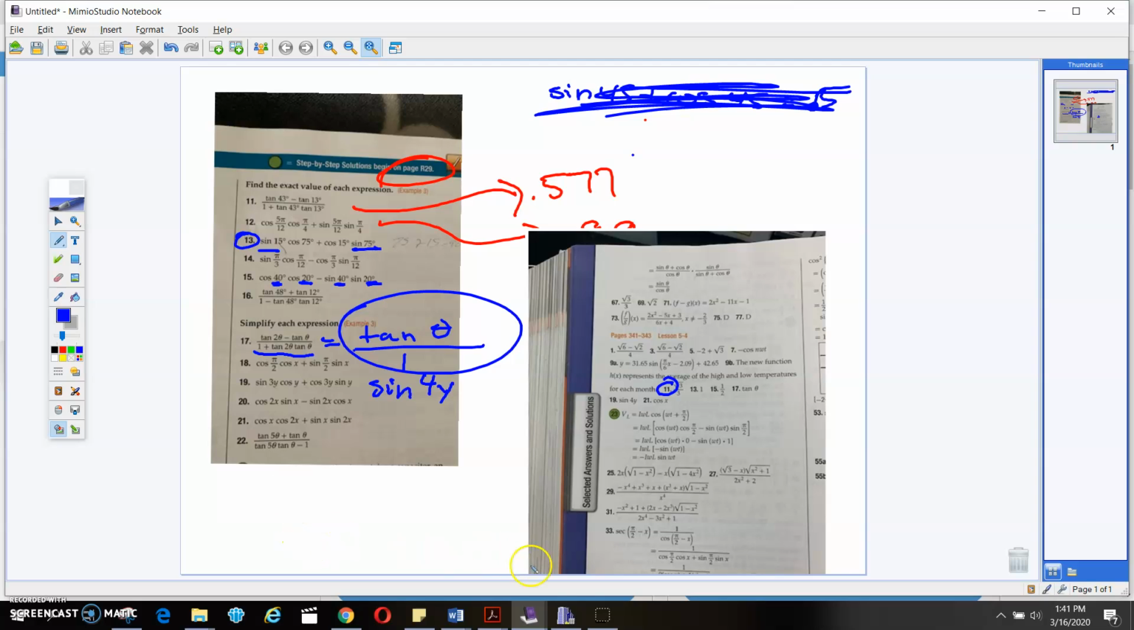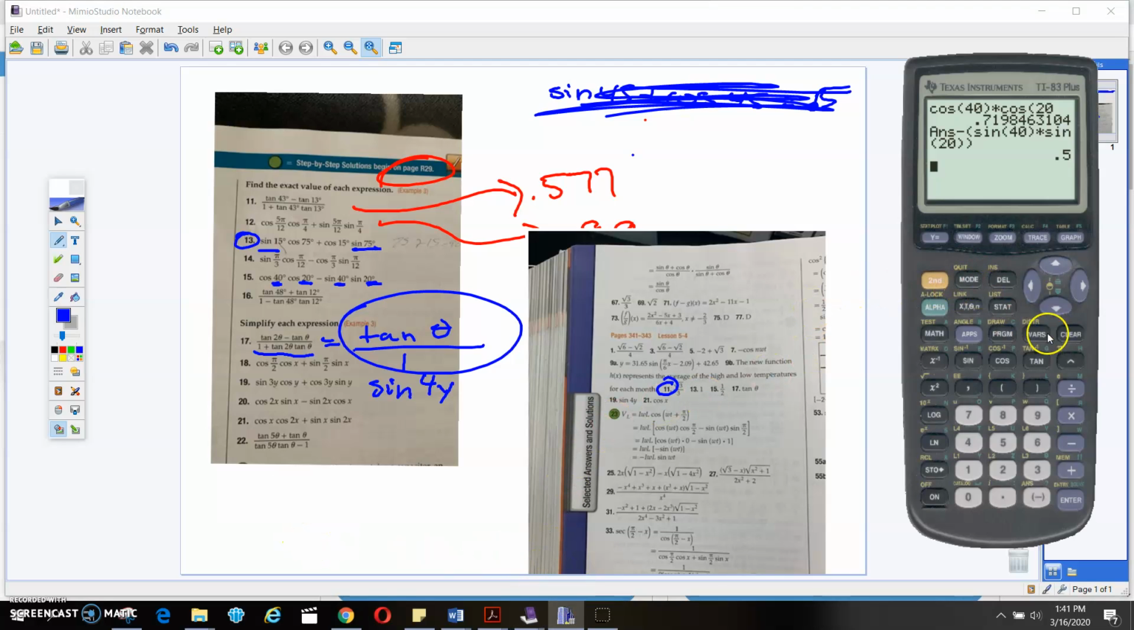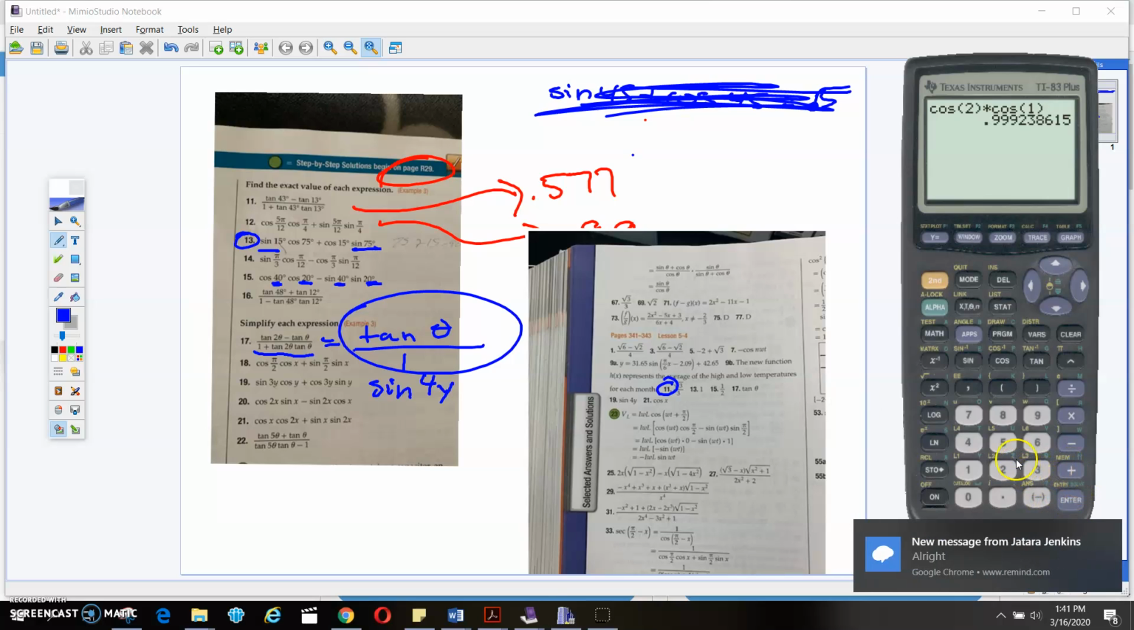So like if I took, for instance, I've got cosine, let's say of 2 times cosine of 1. And I'm going to add that to, sorry, come on.